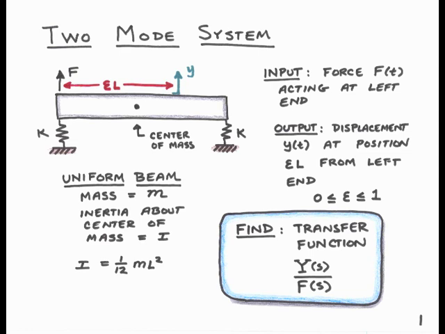Now, in this example, the beam has mass m, and it's a uniform beam, so it's the same cross-section all the way through, and so its inertia is 1/12 mL squared, and that's the inertia about the center of mass, which is right in the middle of the beam. So our goal here is to find the differential equations and then find the transfer function between the force input and the output y.